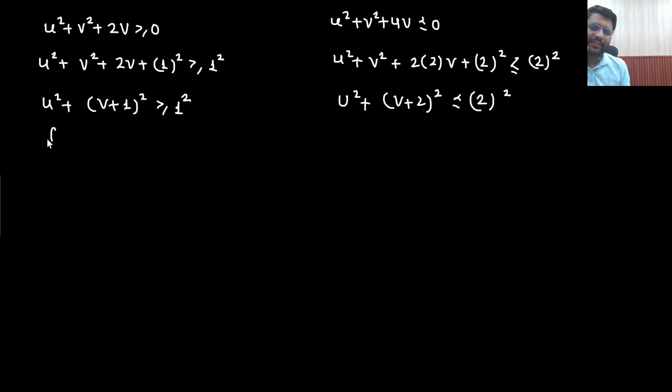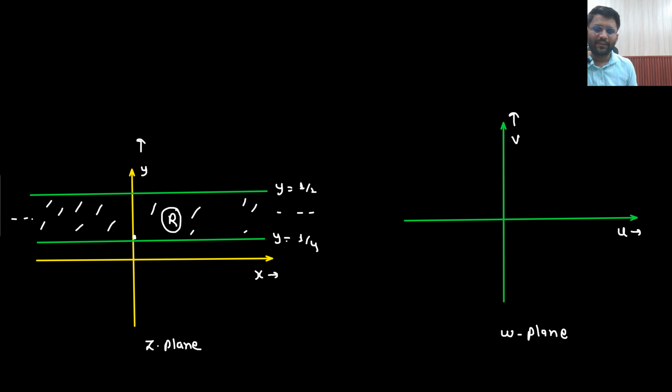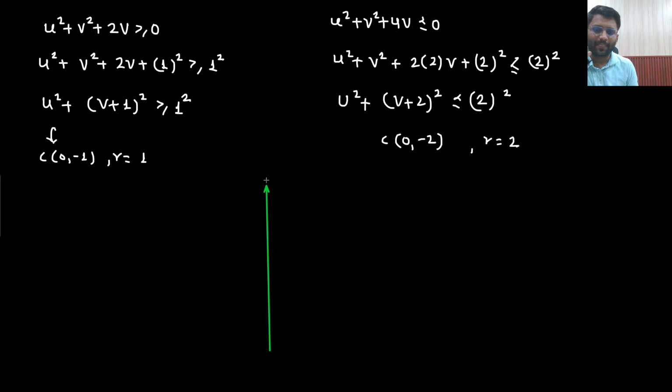So it is a circle with the center (0, minus 1) and radius of 1. And this is the center (0, minus 2) and the radius of 2. So you need to draw these two circles and then you need to see the bounded region. What is the bounded region? What do you think? Okay, here we have the page, so let's draw the bounded region here.